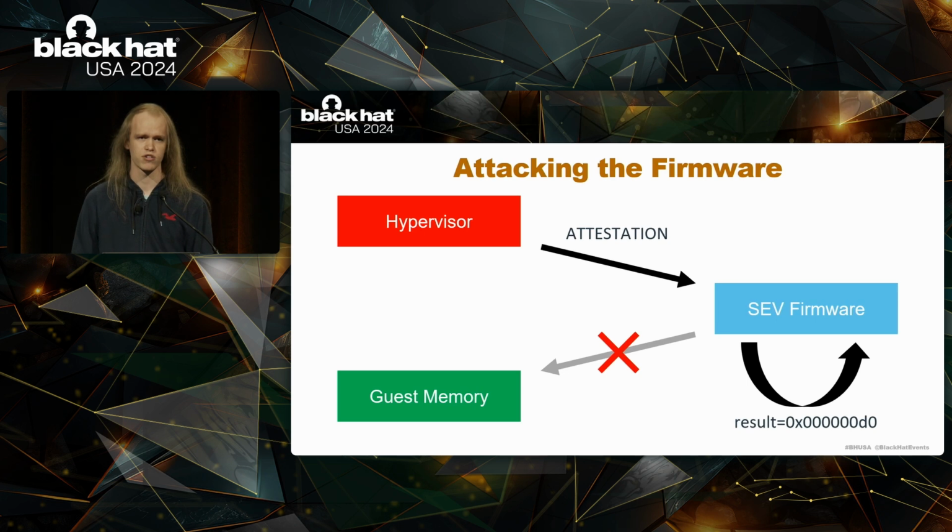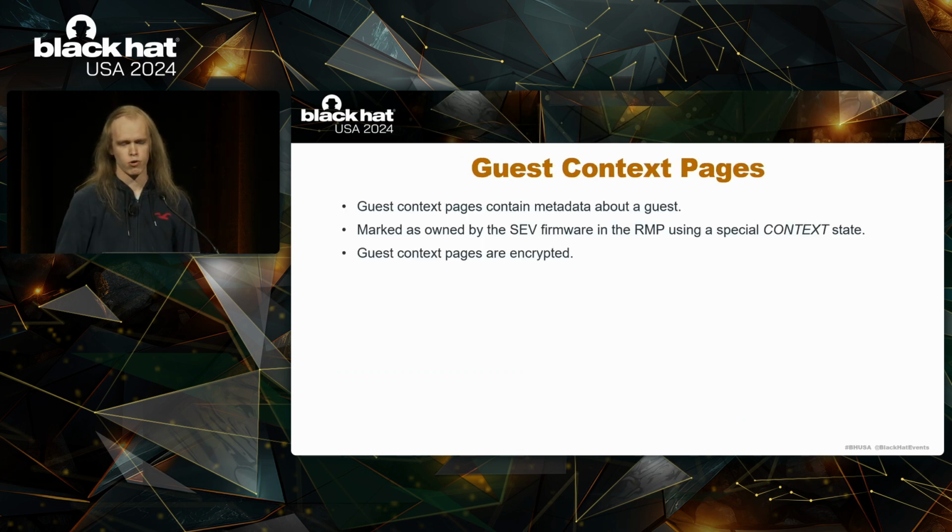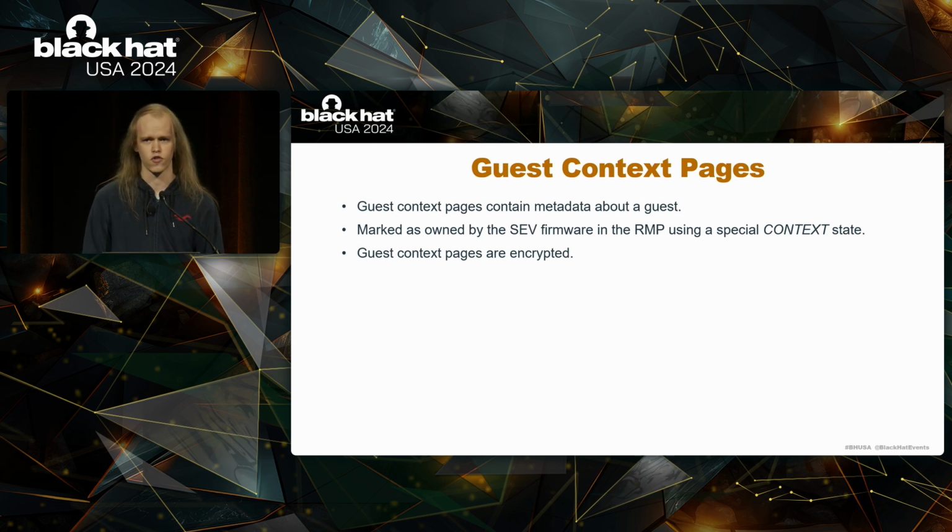So we already talked about how the RMP is owned by the firmware, but the firmware actually uses some other memory as well, and we'll talk about some of that now. One of the really important things that's owned by the firmware is the so-called guest context page. For every single virtual machine that's launched, the firmware also separately maintains a guest context page. This guest context page mainly contains metadata about the guest. So for example, is the guest currently running? What are some of the flags? What are some of the encryption keys and so on? And obviously, guest context pages are encrypted, owned by the SEV firmware. That's why we're talking about them.